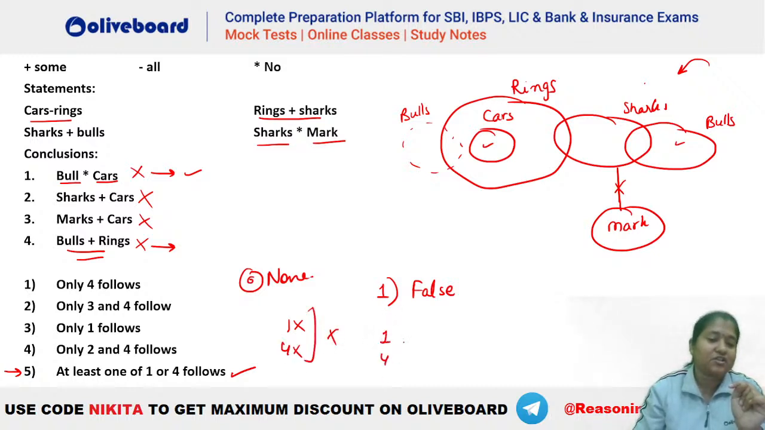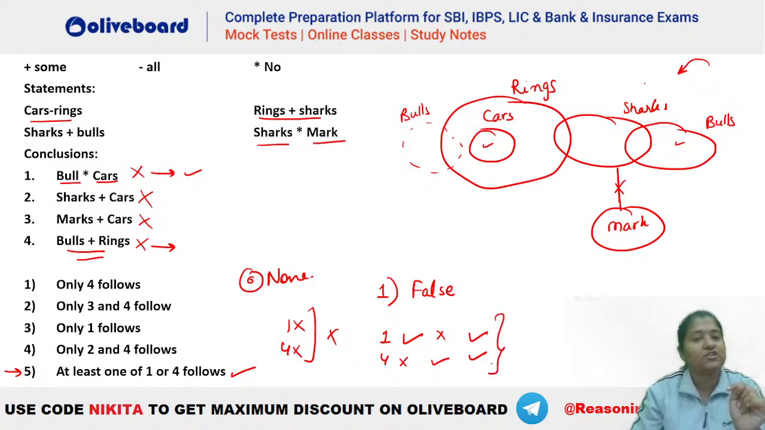Either the situation is one is true and this is false, or this is true and this is false, or both are true, right? Any of the three situations can be there, but this particular situation is not possible, that one is also false and 4 is also false. One of them has to be definitely true. That is the meaning of this particular point, that is at least 1 or 4 follows. Let's see if both of them can be false or not. We just have to check that.